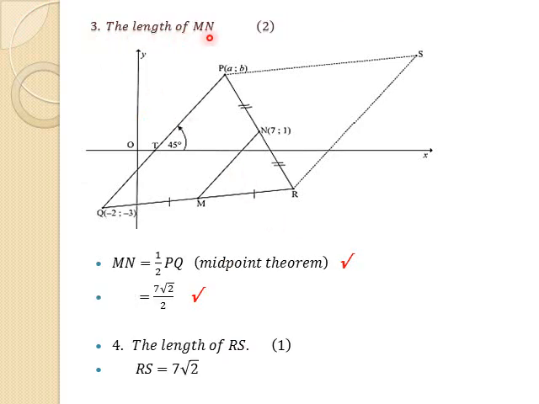Now they want the length of MN. Those two lines are parallel due to the midpoint theorem, so MN equals half PQ. My reason, the midpoint theorem, 1 mark. PQ is 7 square root 2. Half of that means I simply divide by 2. For the length of RS, RS must be the same length as PQ for them to be a parallelogram. Although they only asked it in 5, we'll assume that in 4 it's only worth 1 mark. So RS equals 7 square root 2.